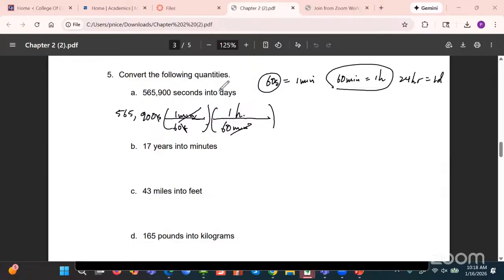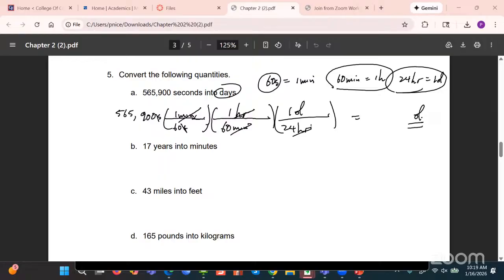And remember, we're trying to go from seconds to days. So the next conversion factor would represent the relationship between the hour unit and the day unit. 24 hours is in 1 day. So we're going to put 24 hours here and 1 day here, and that's it, because the hour unit will cancel out here. So whatever we get, the final answer is going to be in days. So all we have to do now is the number crunching. So I'm going to put 565,900 divided by 60, divided by 60, divided by 24.